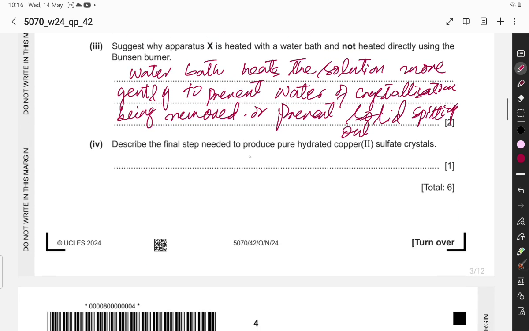Describe the final step needed to produce pure hydrated copper(II) sulfate. Dry the crystals at room temperature and pressure.